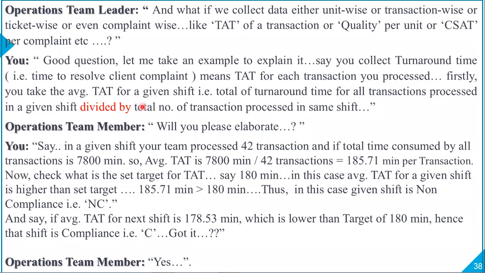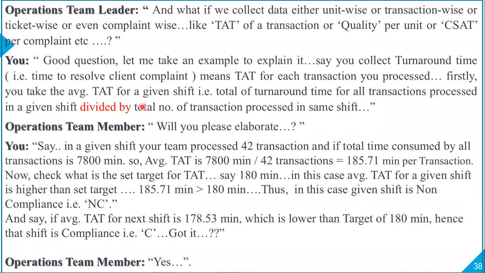Firstly, you take the average TAT for a given shift, that is the total turnaround time for all transactions processed in a given shift, divided by the total number of transactions processed in the same shift.